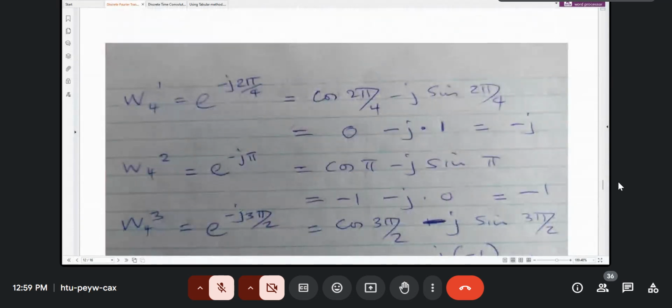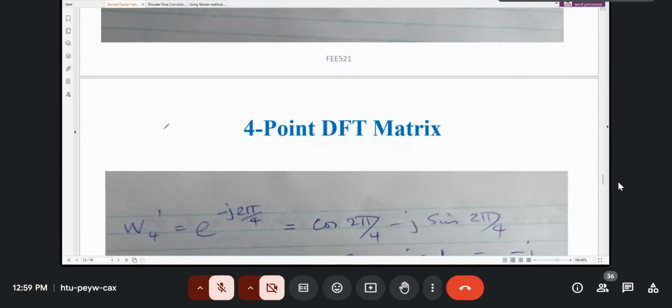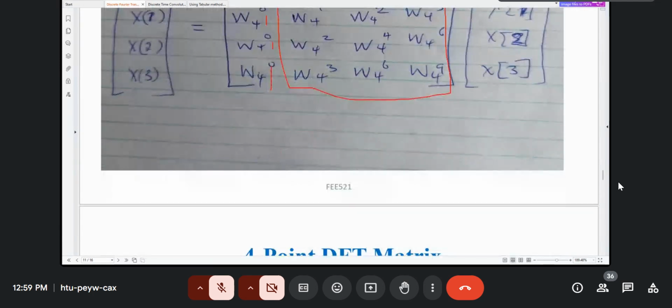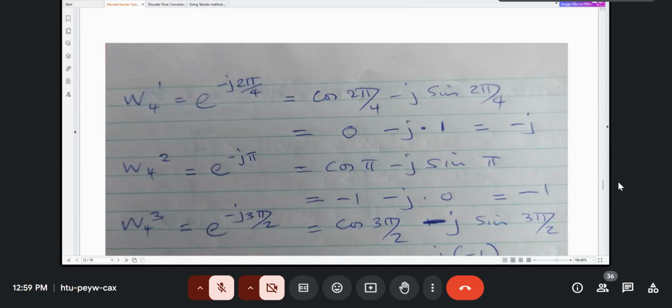And that's what we have worked out. W4 of 0, all this is 1, because of the power of 0. So we know this is 1, 1, 1, 1, 1, 1, 1. So what we need to work out is just this. So W4 of 1, what is that? If you simply use Euler's formula, that's minus j.